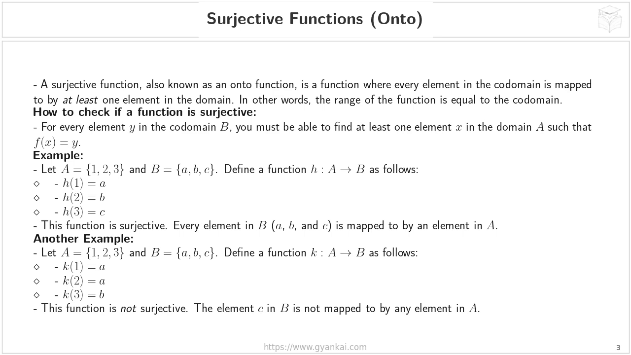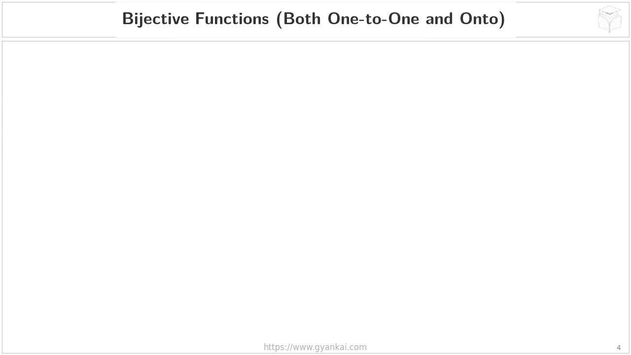Remember, for a function to be surjective, every element in the codomain must be hit by at least one element from the domain. Keep this in mind as we move on to the next slide, where we'll combine these concepts and look at bijective functions. Bijective functions, both one-to-one and onto.